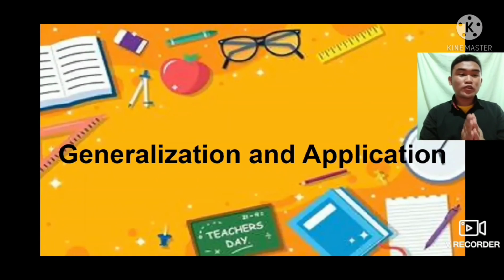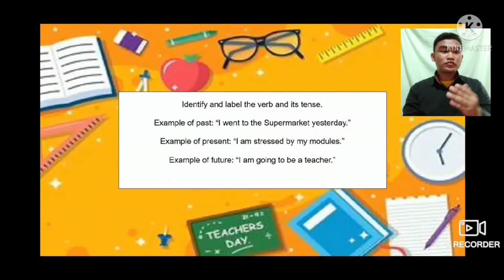While the simple future indicates or tells us that the action or the situation in the sentence will happen or is expected to happen. So, hopefully you understood that, because I will now be testing your understanding of the lesson. Identify and label the verb and its tense.